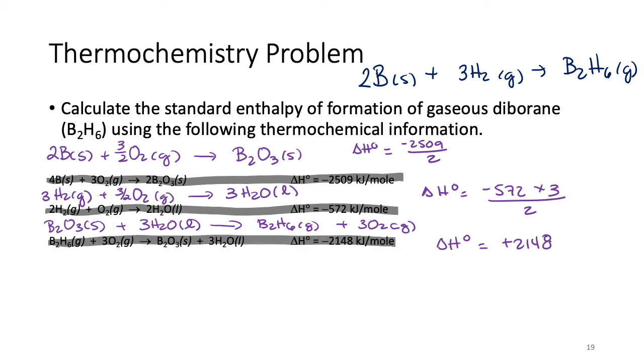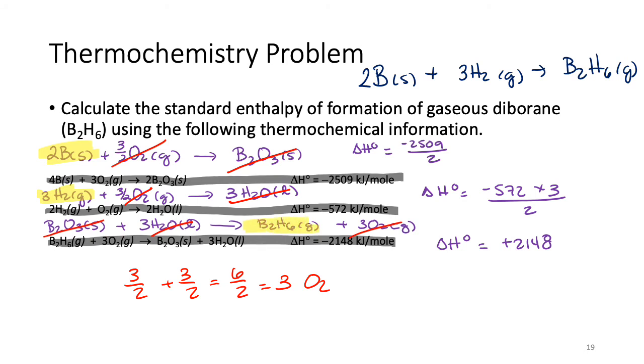Now I start canceling things that are the same on opposite sides. My B2O3 goes away. Huzzah! My 3 waters go away. I have 3 halves plus 3 halves. That gives me 6 halves, which is just 3 O2s. 3 O2s on the left, 3 O2s on the right. They go away. So now all that is left is 2 borons, 3 hydrogens, making B2H6.